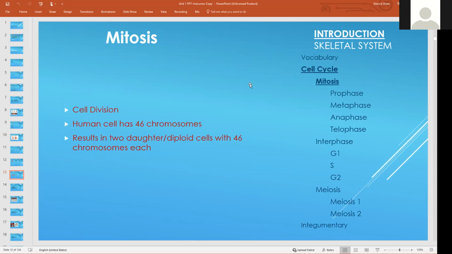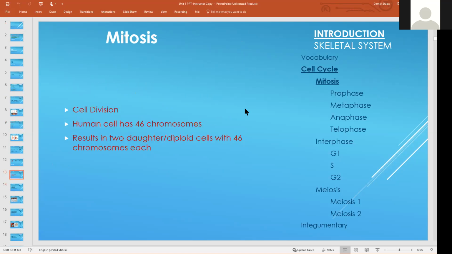Okay, so mitosis. This is cell division in normal average cells in the body. Human cells have 46 chromosomes, and they have a copy, so they have 23 pairs. Each pair of chromosomes holds information for the same kinds of things in the body. You get one from the mother, one from the father. When a cell has pairs of chromosomes, it's called a diploid cell.